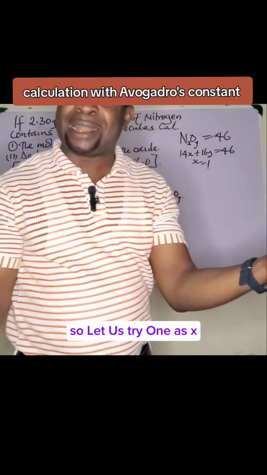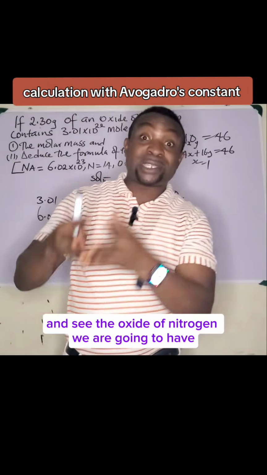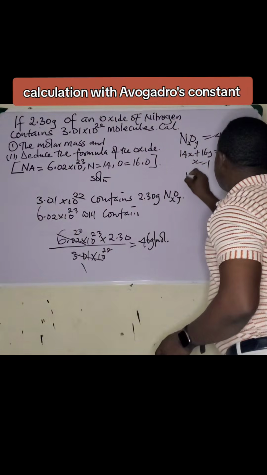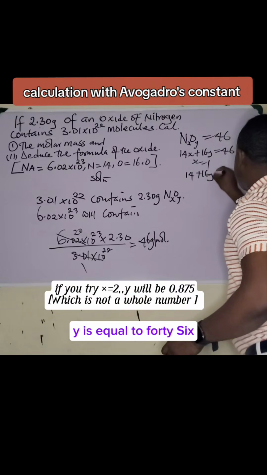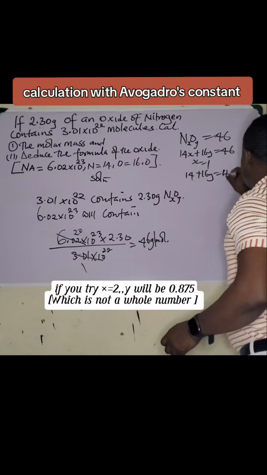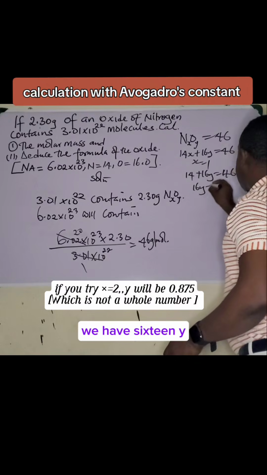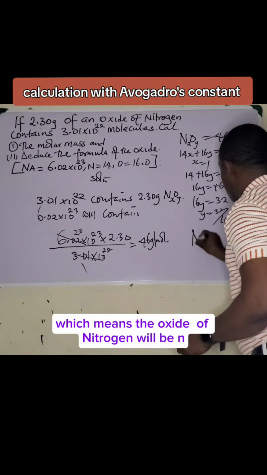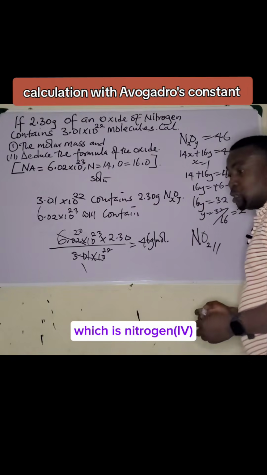So let us try 1 as x and see the oxide of nitrogen we are going to have, if it exists. So if we try 1, it means we have 14 plus 16y is equal to 46. So if we do this here, we have 16y equals 32, divided by 16, which is equal to 2. So y is 2, which means the oxide of nitrogen will be NO2, nitrogen(IV) oxide.